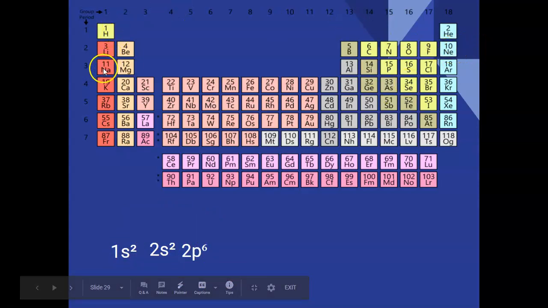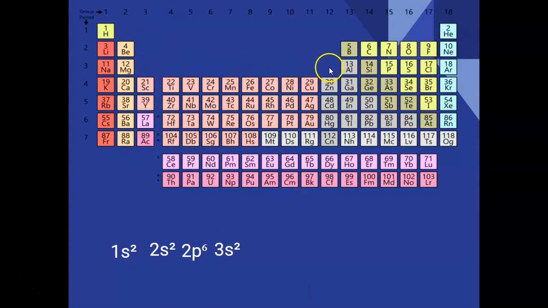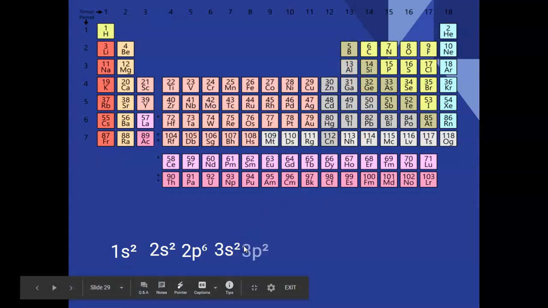Now I'm going to go to my third row. Again, I'm starting with that S block, and I go through, and that takes me through magnesium. So I'm going to write 3s2. Again, I'm going to go across this giant chasm, and then 1, 2, so 3p2.